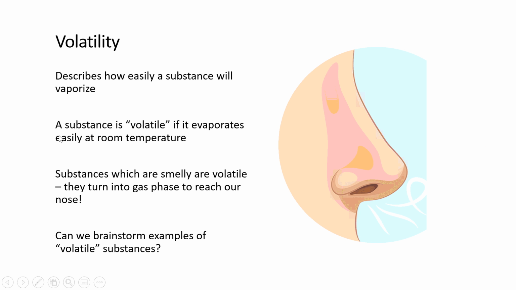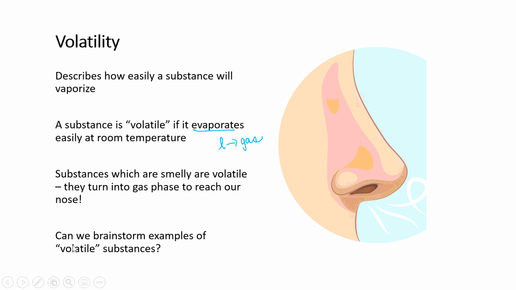Another thing that we might observe is something called volatility. Volatility has to do with how easily a substance will vaporize, so turn into a gas. Evaporate means turning from a liquid into a gas. And one way you can test if something's volatile is you can smell it. Substances which are smelly are volatile. That means they evaporate easily and can go up into your nose.